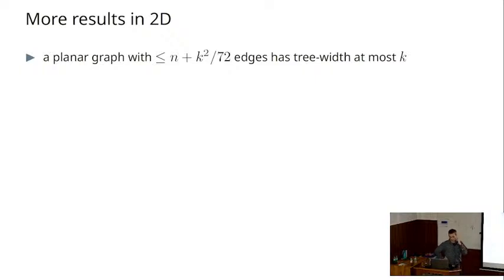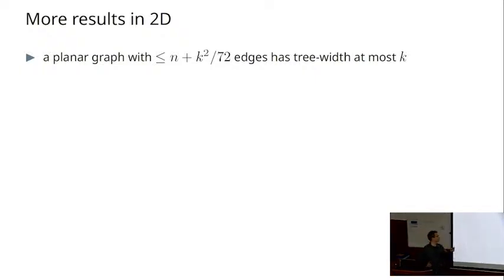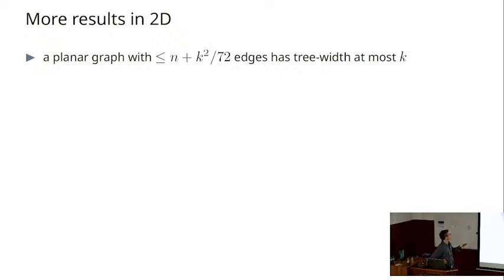Just a few more results on bounded tree width, and then I want to talk about oriented spanners for the last 10 minutes. So if you have a planar graph, this is a nice result, I think. If you have a planar graph with n plus only a few extra edges, this implies that the graph also has small tree width. And these extra edges are k squared relative to the tree width of k. The nice thing about this result is that as soon as you have a spanner construction which gives you a very sparse spanner, it also gives you small tree width.